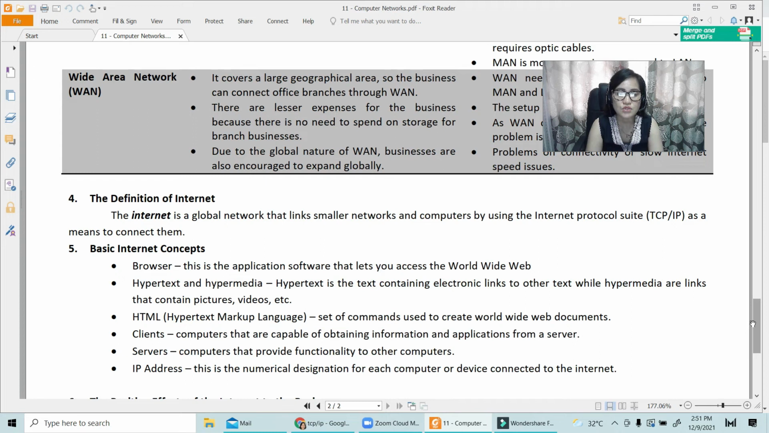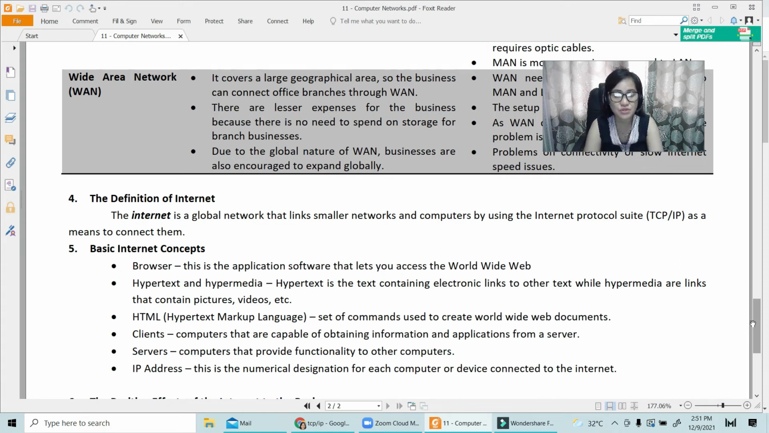And then clients, so computers that are capable of obtaining information and applications from servers. So when we say clients in the internet world, this is not a person, these are the devices or the computers that are being connected to the server. So the computers that access the server, that is what we call clients. A server is the one who will host, or control, all the clients that are connected to that server.